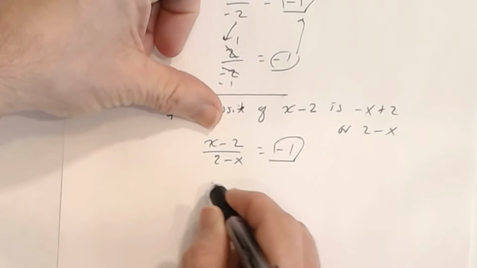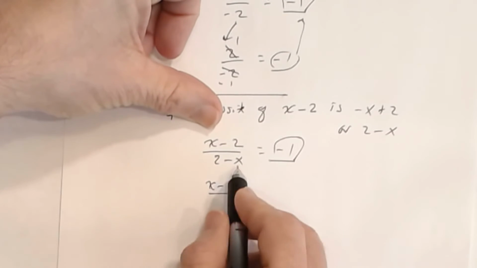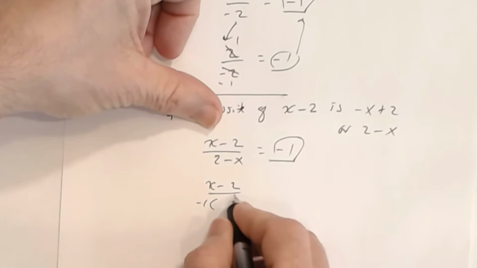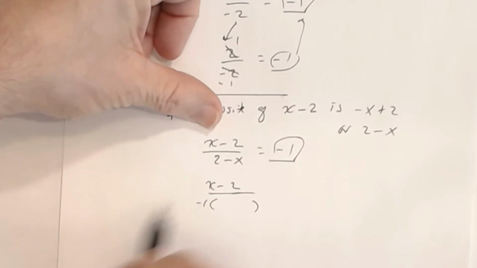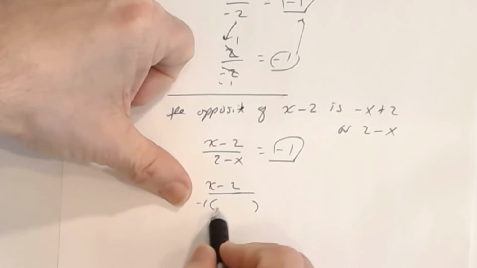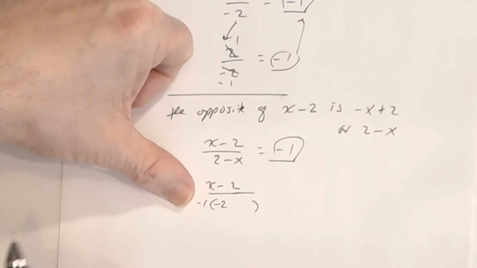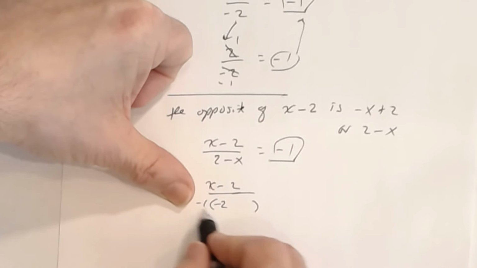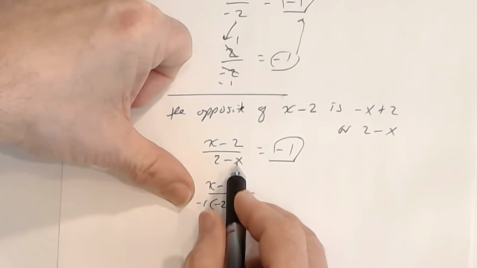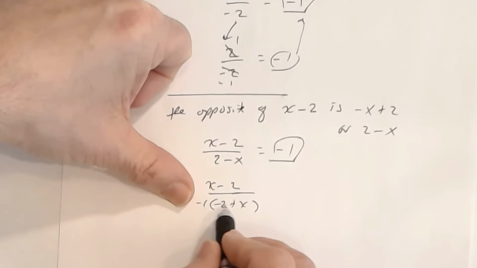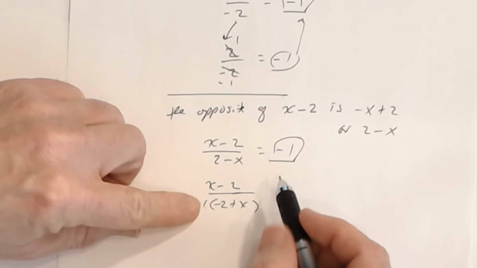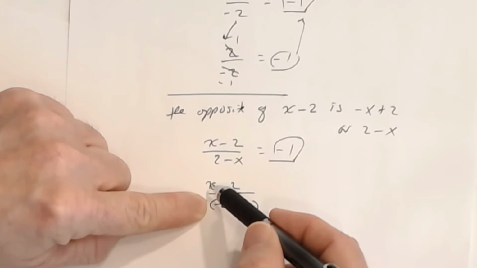I want to show you something. I'm going to leave the numerator as x minus 2, and in the denominator, I'm going to factor out a negative 1. So negative 1 times a negative 2 is a positive 2. A negative 1 times a positive x is a negative x. So this right here is this. I want you to see this.